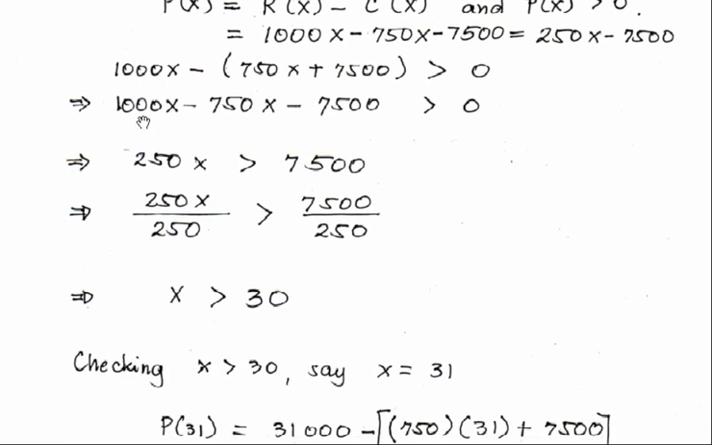Then, combining like terms, 250x minus 7,500, but the 7,500 can be transposed to the other side to get the value of x. So 250 divided by 250 is 1, so x. And cancel the 0 and the 0 here. Then 75 divided by 25 is 3, and 0, so we have x is greater than 30.